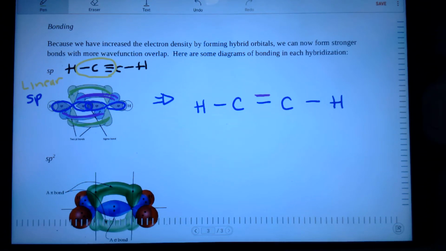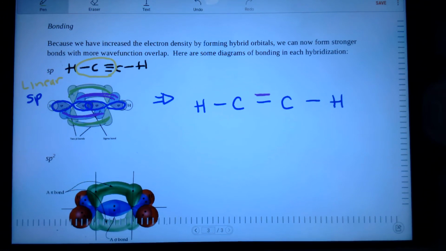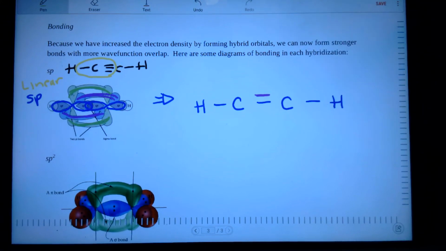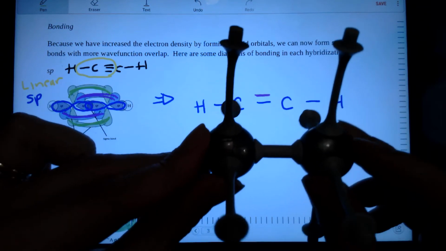So let's get my model out. Let's see if I have enough. Oh, that's so close. Okay, I'll have to use one small one. Okay, so this is what we have here.